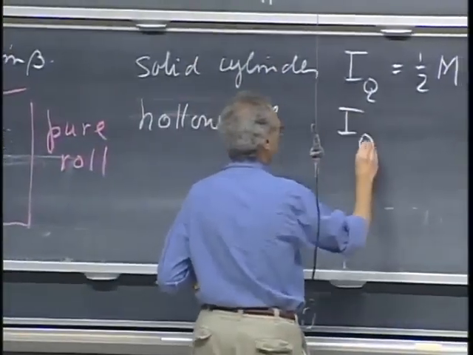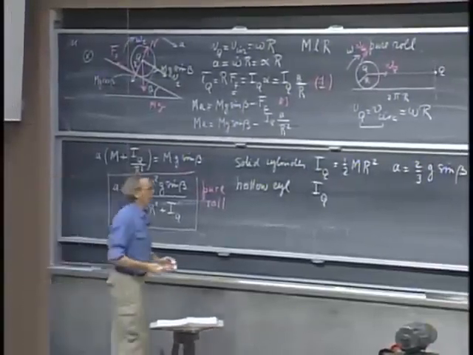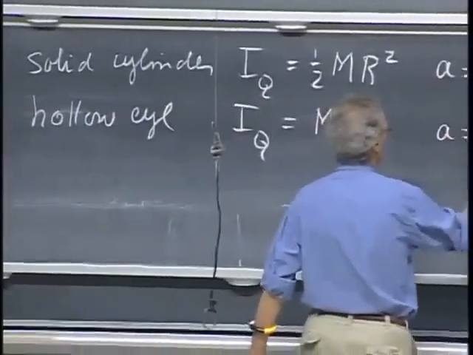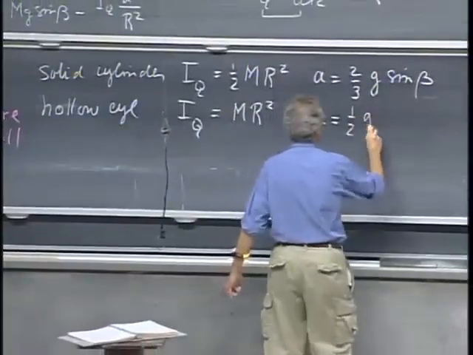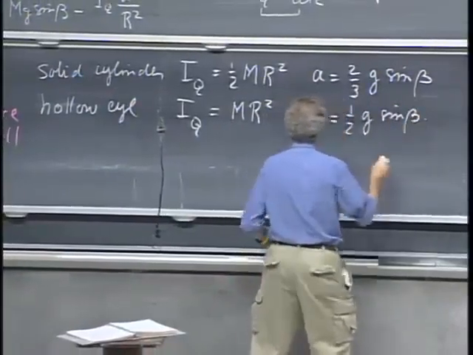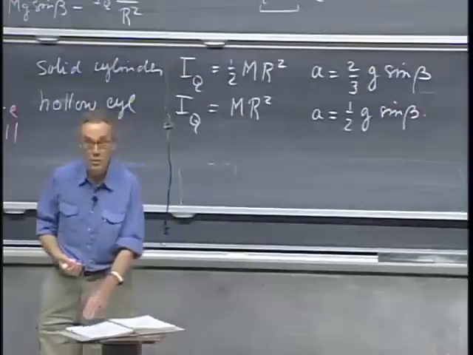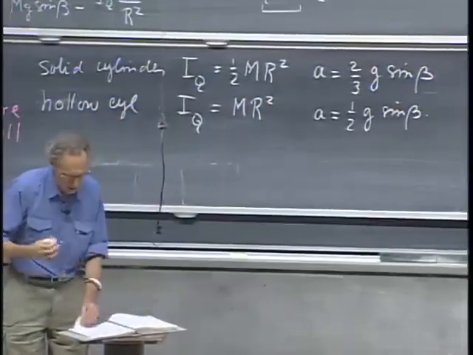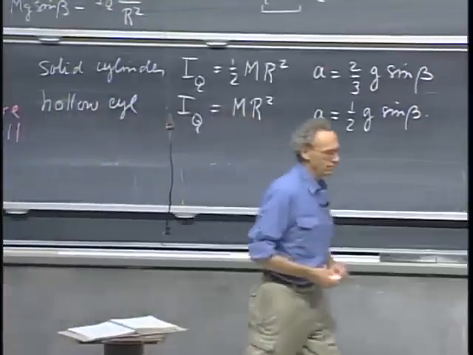So if we take a hollow cylinder, then the moment of inertia about this axis through the center of mass, through Q, if really most of the mass is at the surface, then it's very close to mr squared. And then the acceleration, if I substitute in here mr squared, I get a 2 there, equals 1/2 times g times sine beta. So this acceleration is less than this one. So the hollow cylinder will lose in any race against a solid cylinder, regardless of mass, regardless of radius, regardless of length.